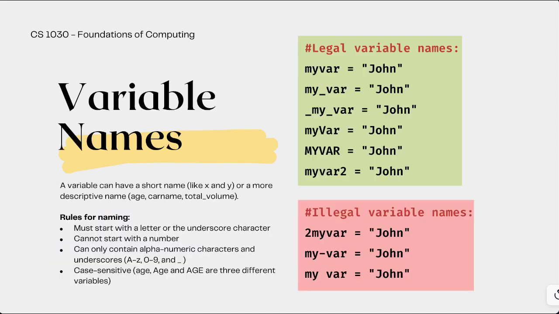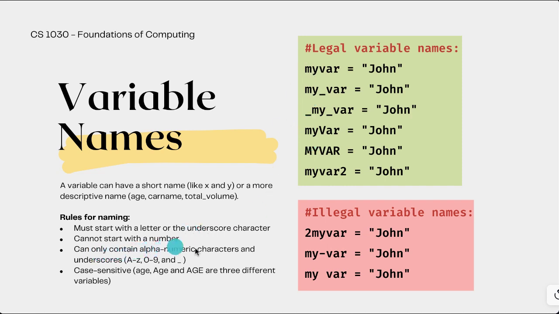Variable names. A variable name can be a short name like X or Y, or a more descriptive name like age, car name, total volume. Rules for Python variables include: they must start with a letter or an underscore character. So all of these legal variable names start with either a letter or an underscore character.